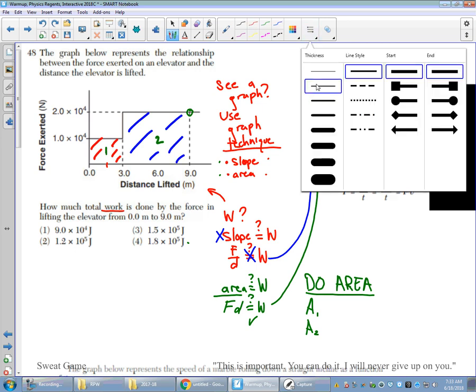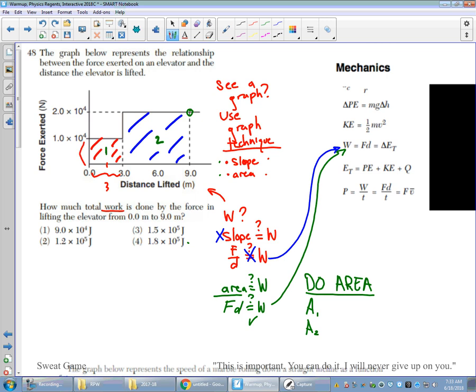So for rectangle 1, your base is 3. Your height is 10,000. So 3 times 10,000, that gives you your 30,000, 3 times 10 to the 4th joules. And then for rectangle 2, this is a 6-meter base and a 20,000 Newton height. So 6 meters times 20,000, that gives you your 120,000, or 12 times 10 to the 4th joules. And of course, you have to add these two together, and that gives you your 150,000, not 180,000. Correct answer.